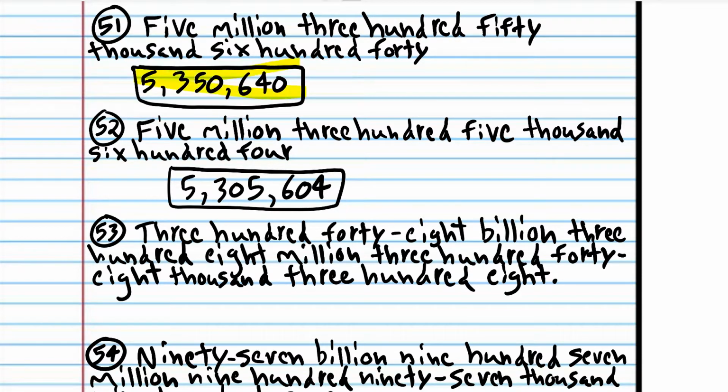Again, this number is 5,350,640. You're saying 50 and 40. But in this number, you're saying 5,305,604. Not 50 and 40, but 5 and 4.